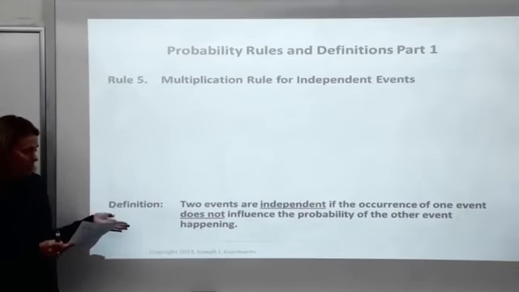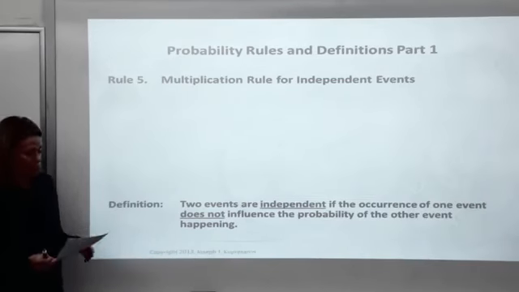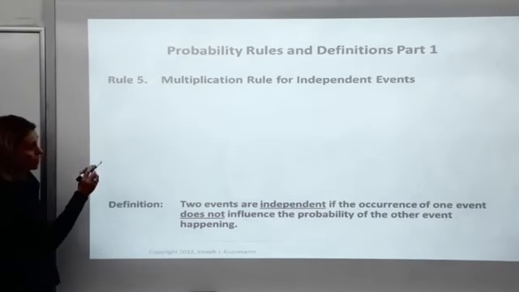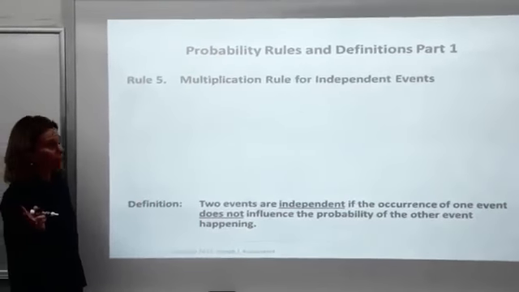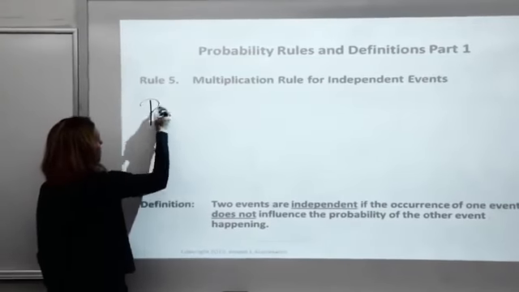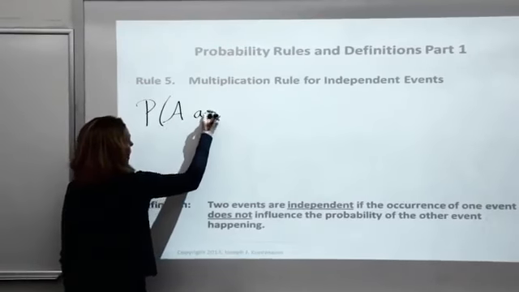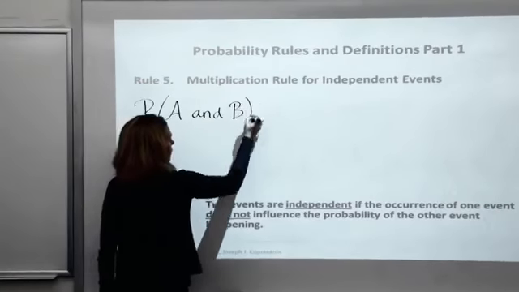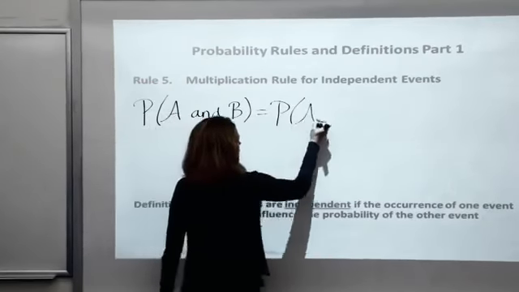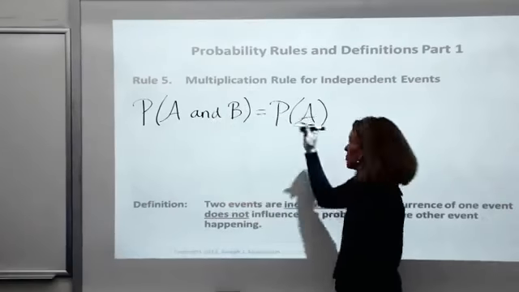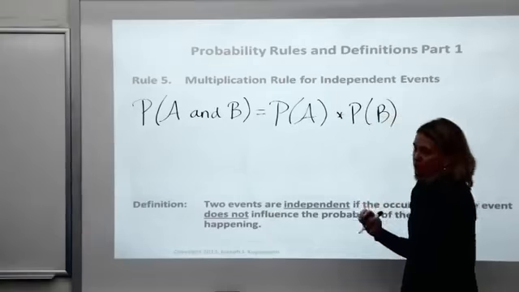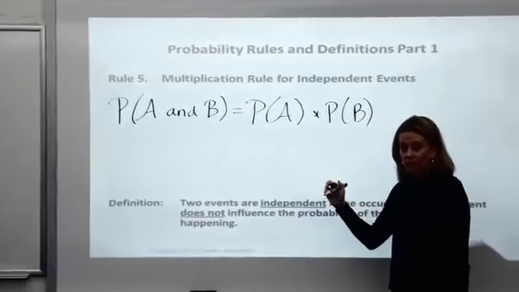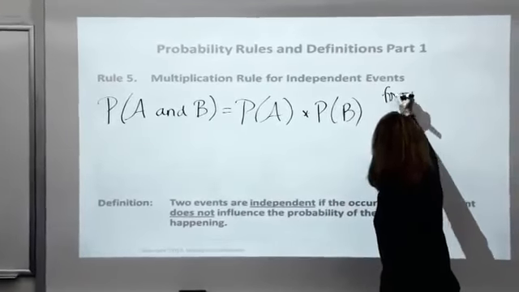So if we have independent events, we have this multiplication rule. The multiplication rule says as long as you have 2 events that are independent, so A and B are independent events, the probability of them both occurring, of A and B occurring, is the probability of A times the probability of B. And this only works if A and B are independent events.